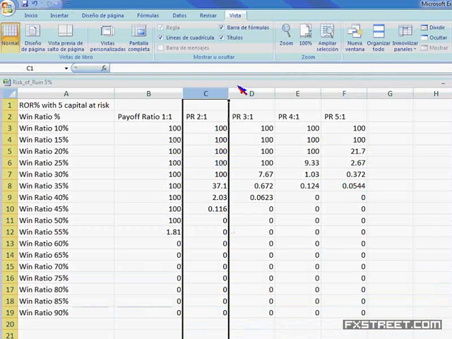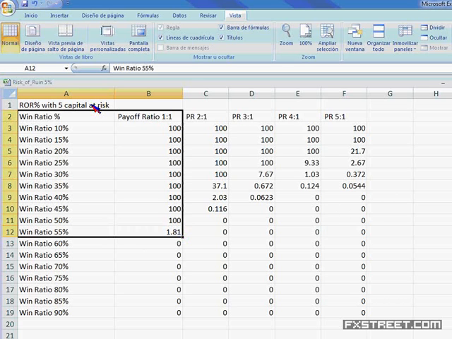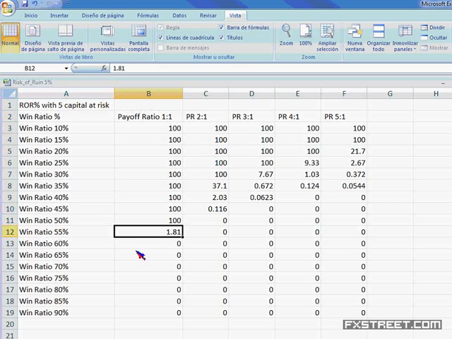There's only one variable that is not 100%. It's either 100%, this, or 0. At 55% accuracy, if you have a 1-to-1 payout ratio, and you have 5% capital at risk, you have a 1.81% chance of blowing up your account. As soon as you hit 60% accuracy, you have no mathematical chance of blowing up your account.